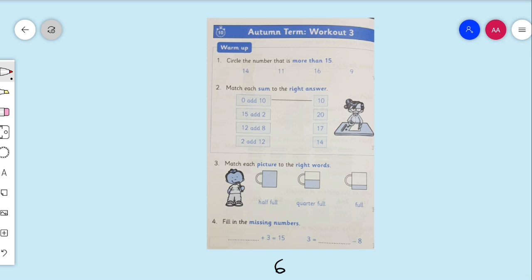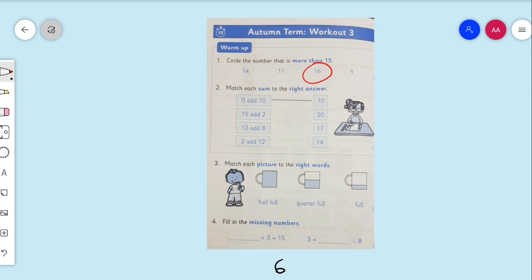So the first number is 14. Is 15 bigger or 14? Yeah, 15 is bigger. So which means 14 is less. So it can't be that. Let's see 11. 11 is still less than 15, so that can't be the answer either. Let's see 16. Yeah, 16 is greater. So we can circle 16. And 9 is still smaller, so we got our answer, which is 16.